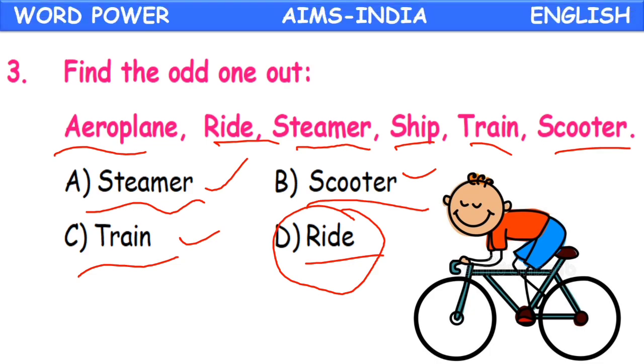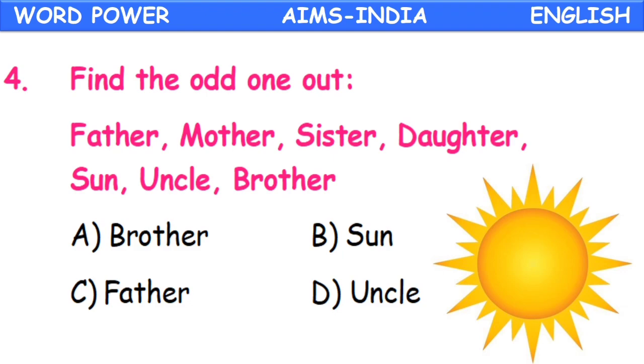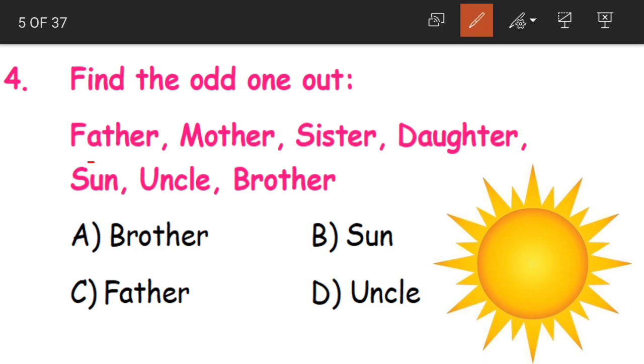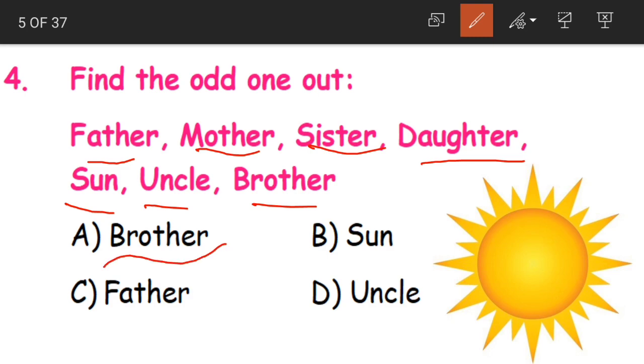Here, the fourth one, find the odd one out. Again from here: father, mother, sister, daughter, son, uncle, brother. So what are the options given to us? Brother, son, father and uncle.